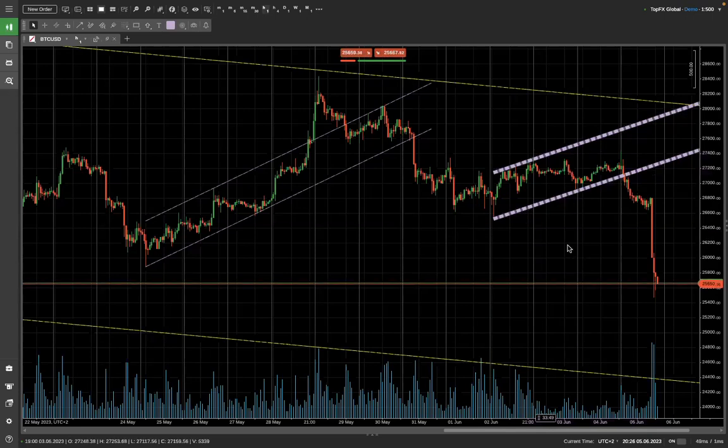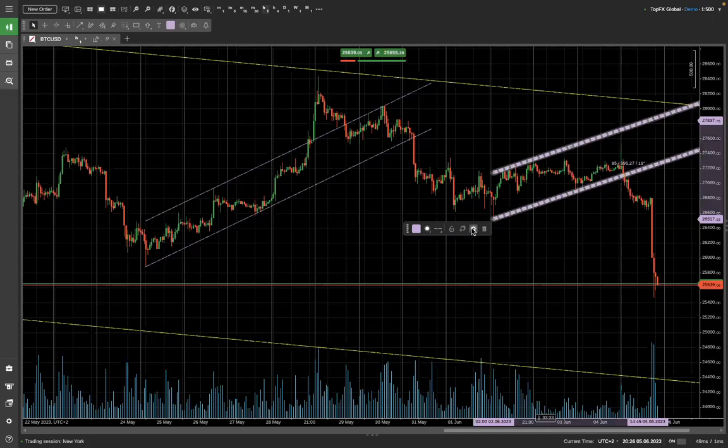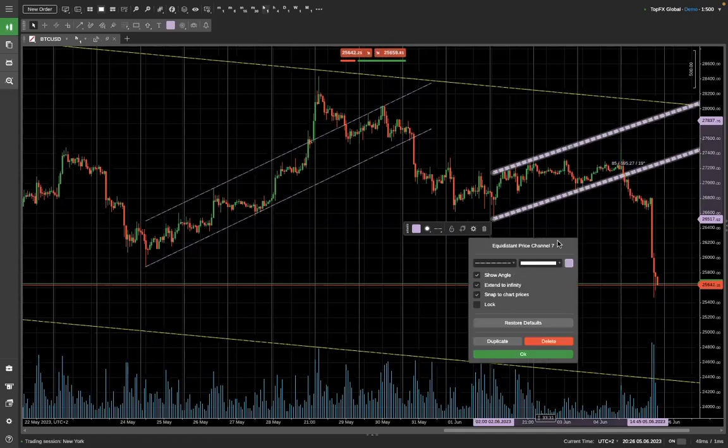Okay, so very, very handy tool. And it works for the degrees of a channel as well. Right now, as you can see, the information for this channel is that the angle is 19 degrees. Okay, so it's not that bad.